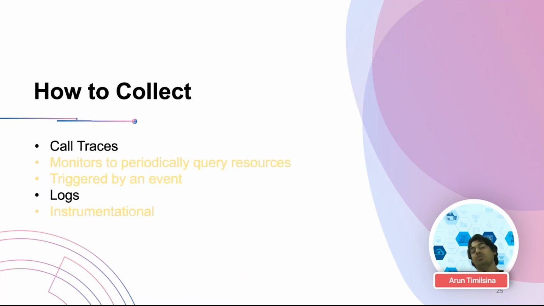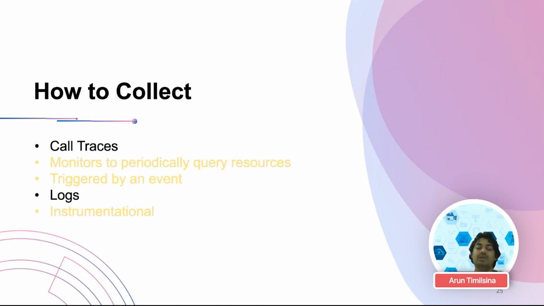So the next thing is how to collect data. The source of data can be call traces, like we previously discussed. It will give a tree-like overview of the number of calls made to a particular method, the time required to execute that method, the dependencies required for that method, and what references are taken by that method, and so on.